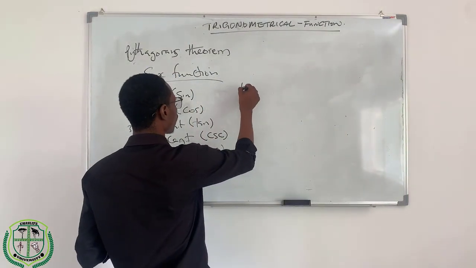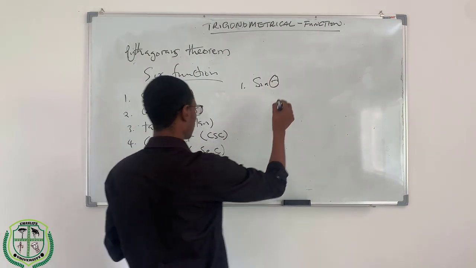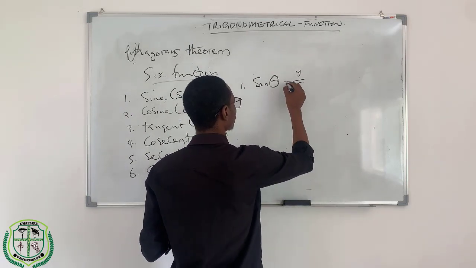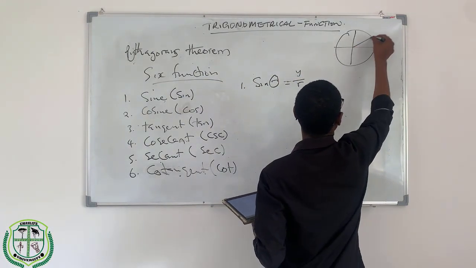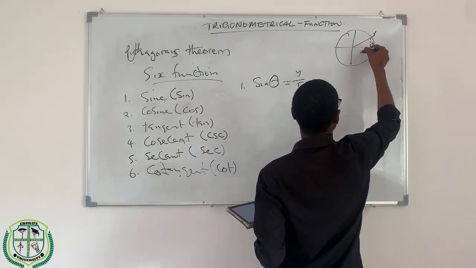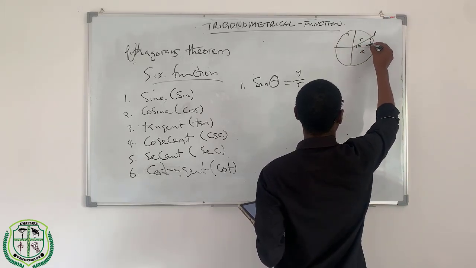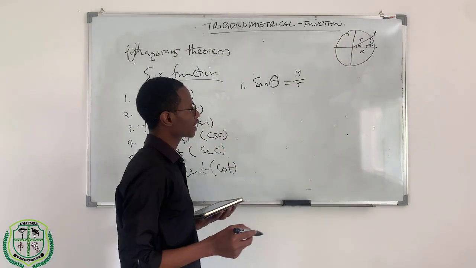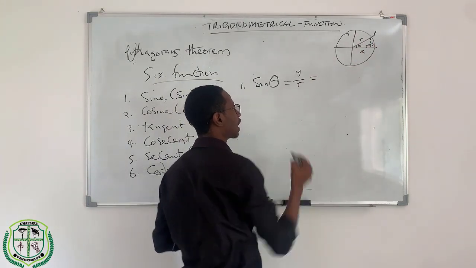Okay, so we are saying one, sine theta. Sine theta is y over r. Remember, we already have this. Let me just bring it here so that you are able to remember it. Here we've got P, y, x, and r. Then here we've got our theta, and here we've got our angle there. So sine theta is given by y over r.